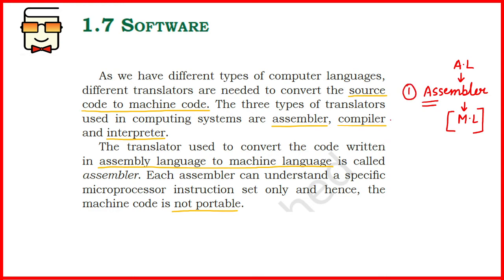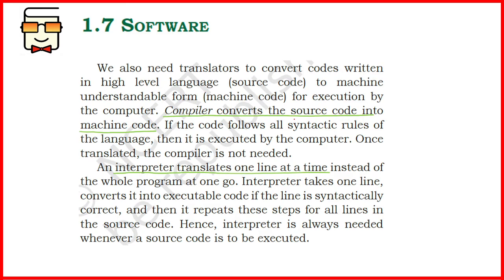The second kind of language translator is the compiler, and the third kind is the interpreter. Both the compiler and the interpreter are used to convert high level language into machine language, or a source code written in high level language into an object code, which is the machine code. Now what is the difference between a compiler and an interpreter?